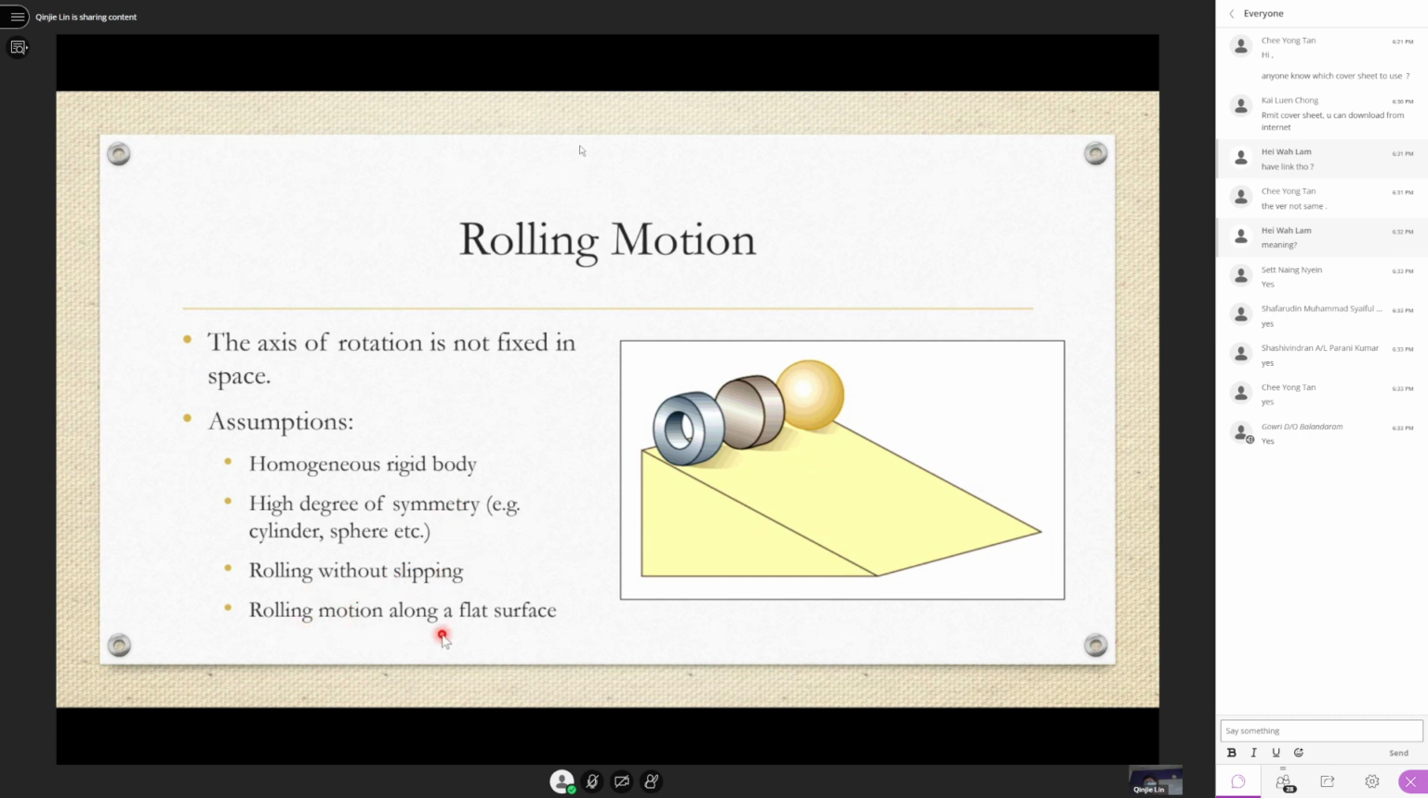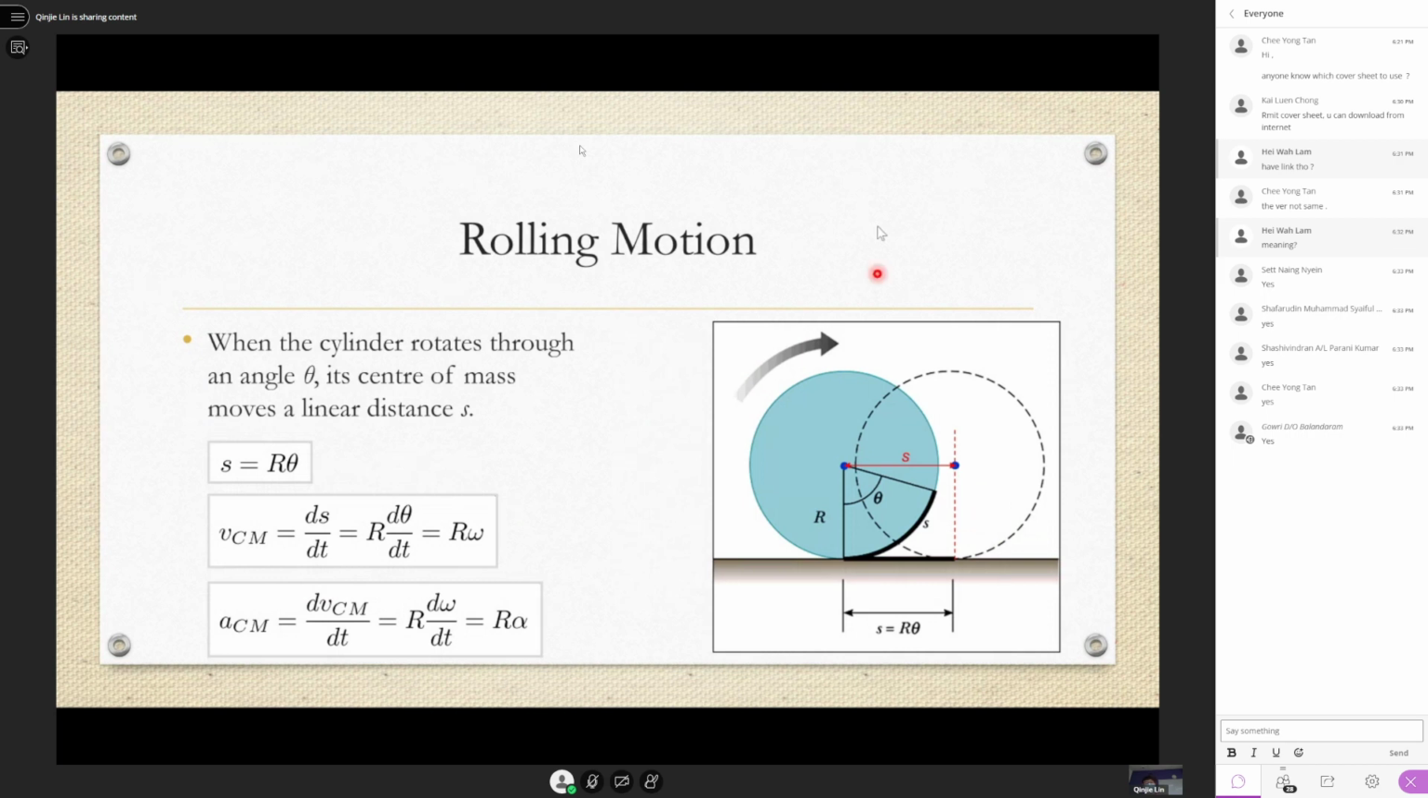And then also for now, rolling motion along a flat surface. A perfect flat surface, like this. So rolling motion will look like that with the angles involved. When the cylinder rotates through an angle theta, its center of mass moves a linear distance s. So for example, imagine this is a ball. It rolls from the solid part to the dotted part. When this happens, it would have rolled angle theta to cover a distance of s.